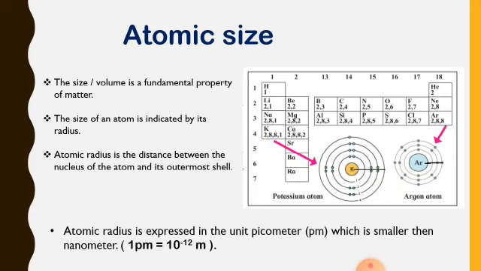So the atomic radius is expressed in the unit picometer, which is smaller than a nanometer. So 1 picometer is what? It is equal to 10 raised to minus 12 meter. Picometer is very small, smaller than the nanometer. So you have to remember that 1 picometer is equal to 10 raised to minus 12 meter.